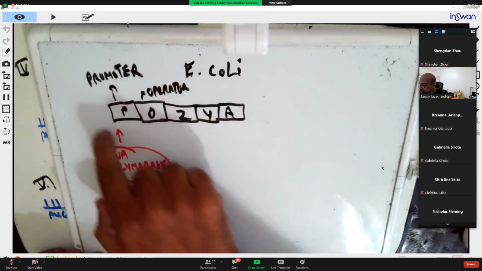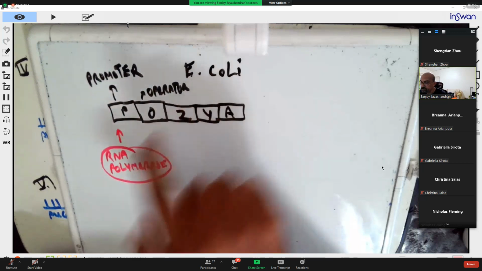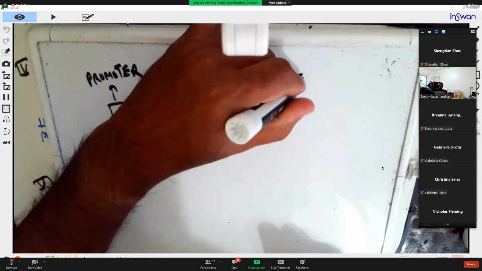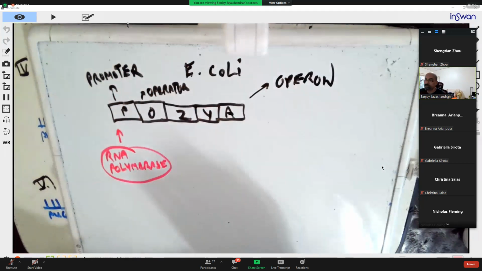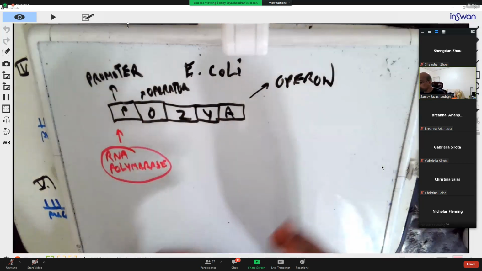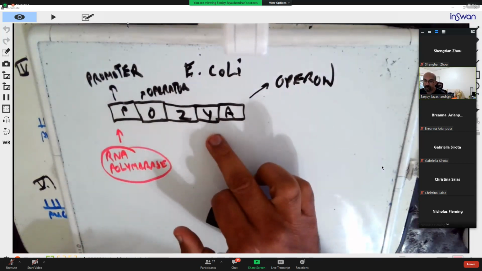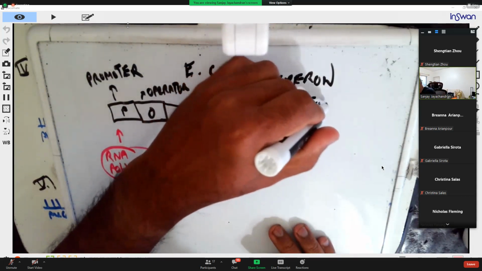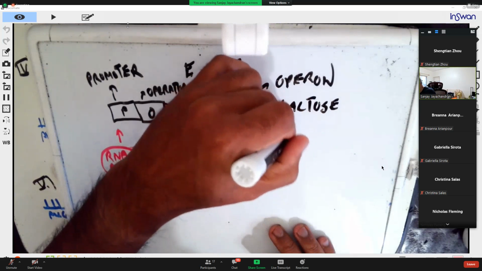This entire unit is called an operon. We don't have operons, bacteria have operons. And there are about 50 different kinds of bacterial operons. This particular one has a name because it's the most famous. This is called the lactose operon.